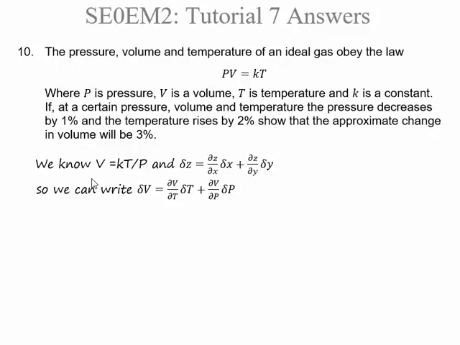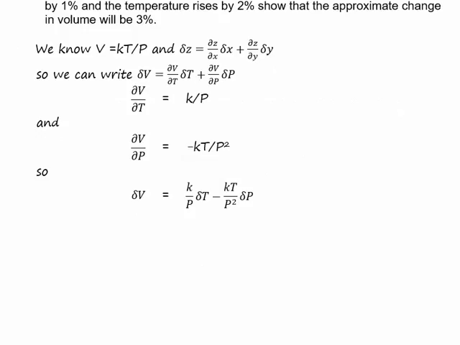So we're going to differentiate this expression first with respect to temperature and then with respect to pressure. With respect to temperature, it's obviously just going to be K over P. And with respect to pressure, we can say that that's P to the minus 1. So we're going to get minus 1 P to the minus 2, so that dV dP is equal to minus KT over P squared. So we're going to substitute these two into this equation. So we'll get delta V is equal to K over P delta T minus KT over P squared delta P.